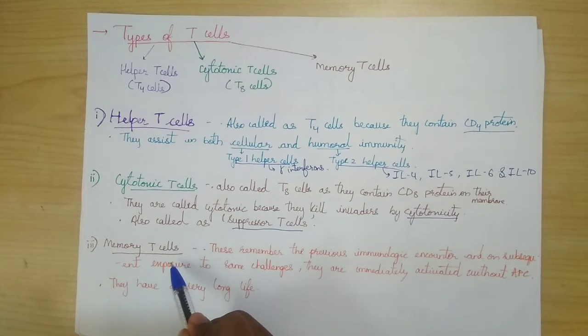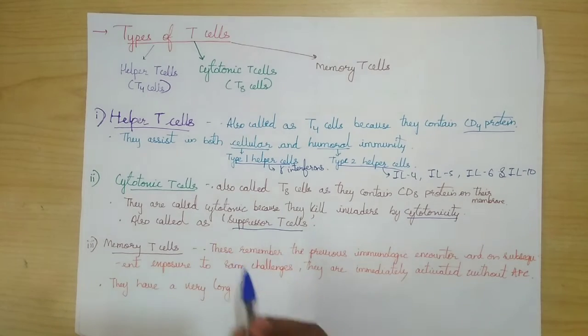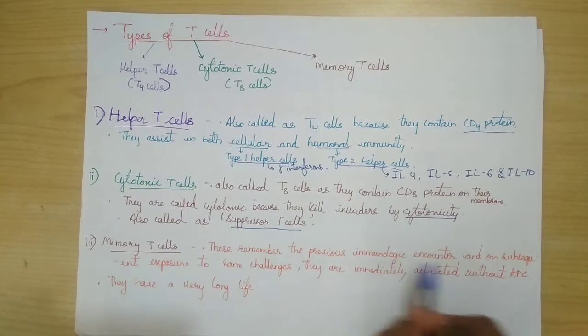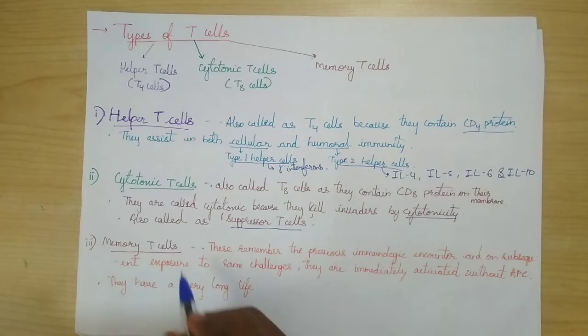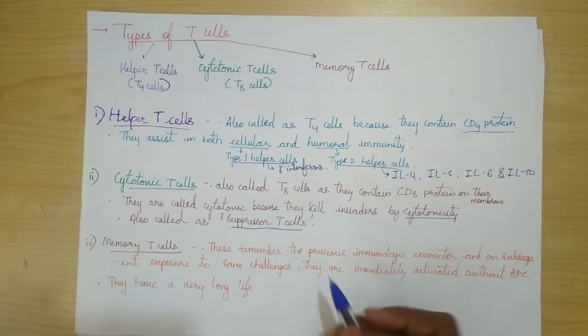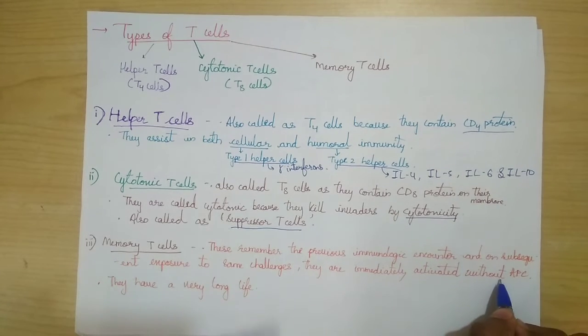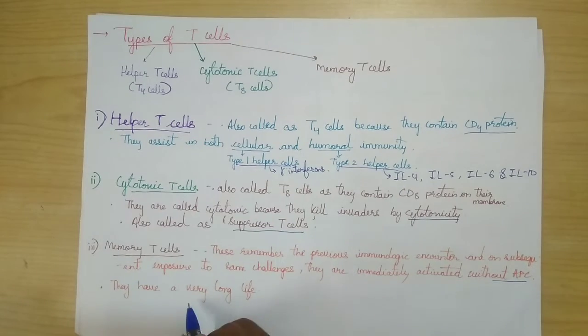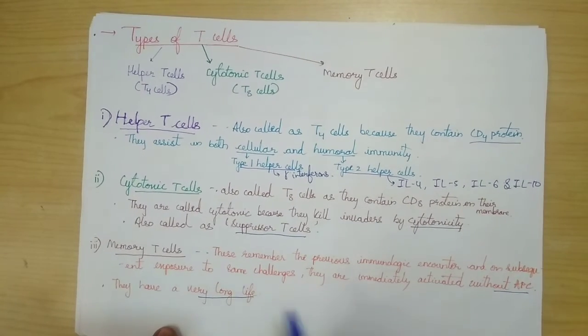Memory T cells. They can be either CD4 or CD8, depending on the antigen. These remember the previous immunologic encounter, and on subsequent exposure to the same challenges, they are immediately activated without the help of APC. They have a very long life in the body.